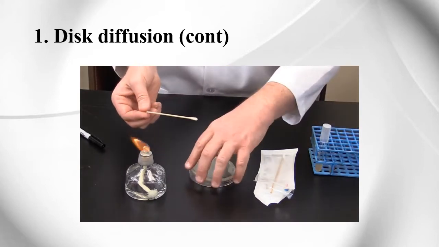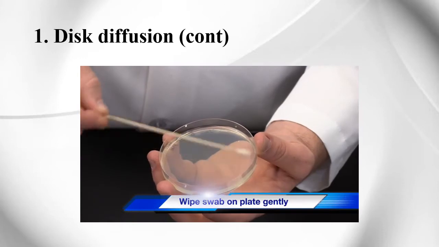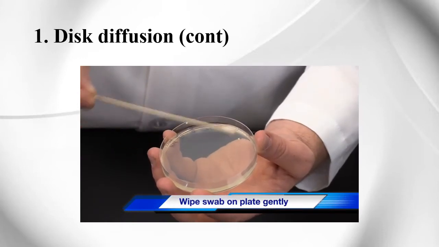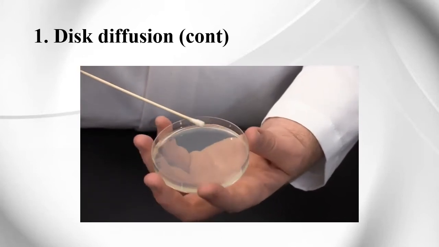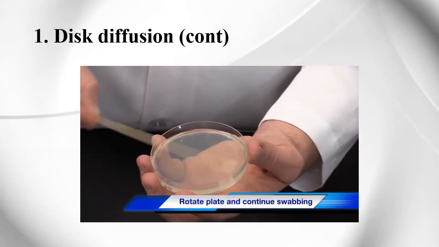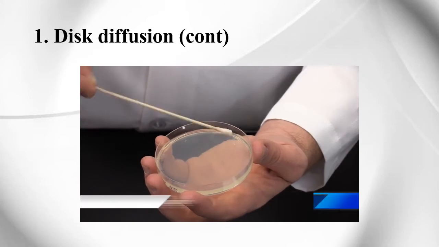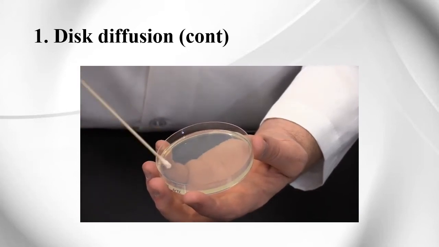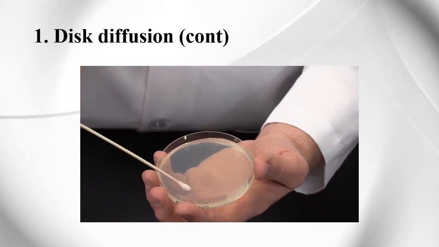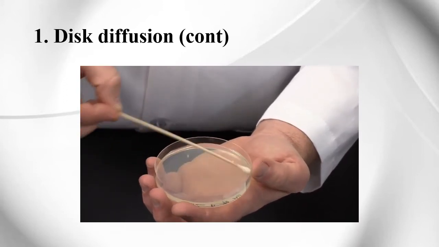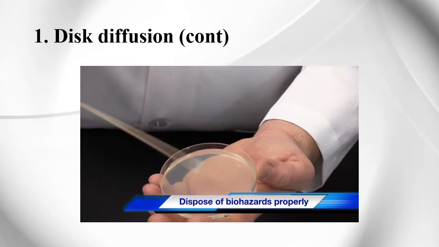Next, pick up the plate and, using the swab in a side-to-side motion, swab the plate gently. The idea is to create a uniform layer of bacteria. To do this, slightly rotate the plate twice. When the entire surface of the plate has been covered, dispose of the swab in the biohazard container.